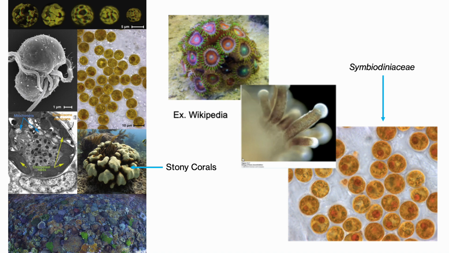The family Symbiodiniaceae are the main mutualistic dinoflagellates that live in corals. And reef-building corals, such as stony corals, as seen here, in shallow, nutrient-poor waters are the ideal host for these relationships. This intimate mutualism is the basis for the existence of all shallow water coral reefs on Earth.